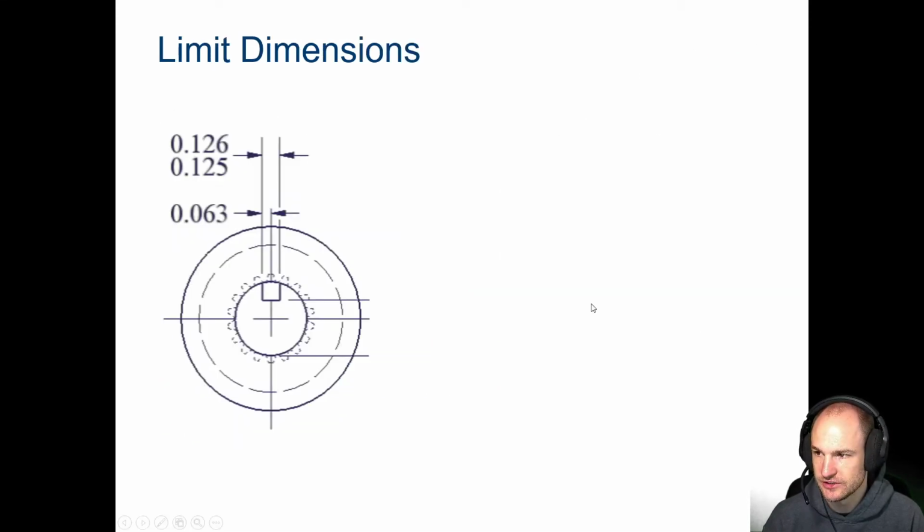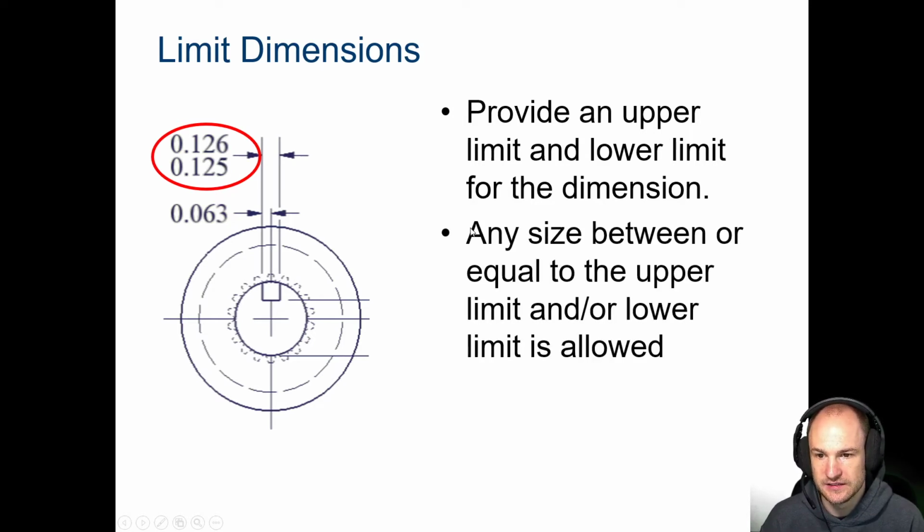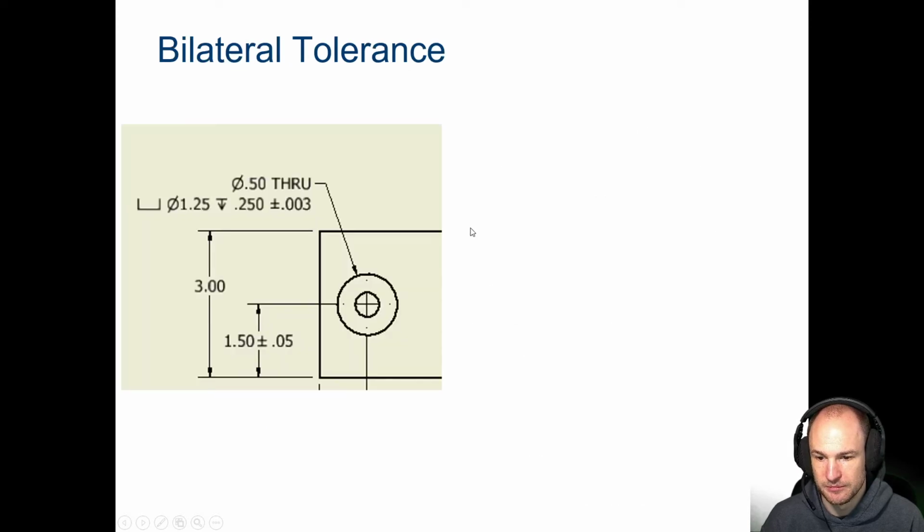So limit dimensions. When we're looking at limit dimensions, this is how we should look at them. This is our limit dimension. It provides an upper and lower limit for that dimension. So as long as when you manufacture this part and you put your caliper in here to measure, it's between these numbers, you're good to go. Any size between is allowed, but if it's lower, it's not good to go.